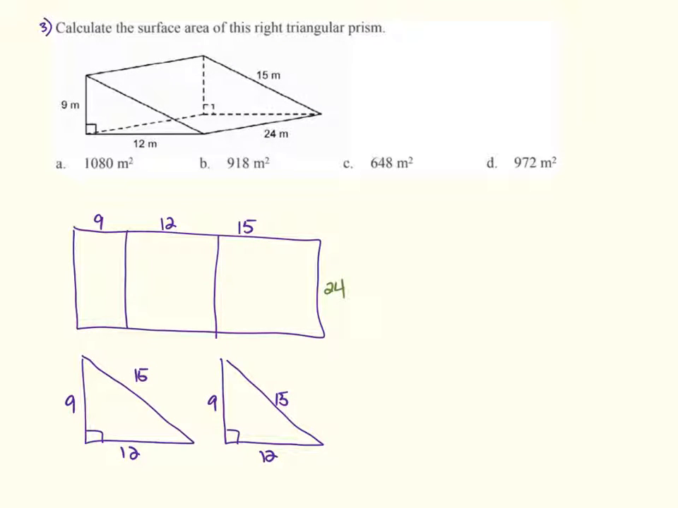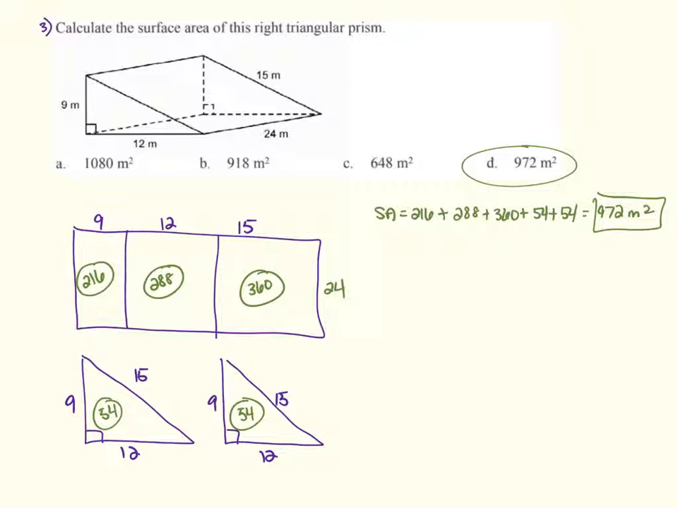Check your labeling, make sure you have them all correct. Once you have them all correct, pause your video and find the area of each figure. Check the individual areas. After you check the individual areas, pause your video, find the total surface area, then press play to find out what the answer is. You should have gotten a total surface area of 972 meters squared, which is answer D.